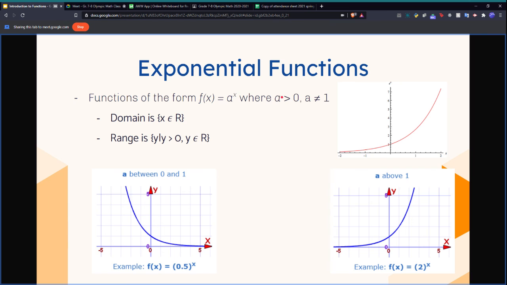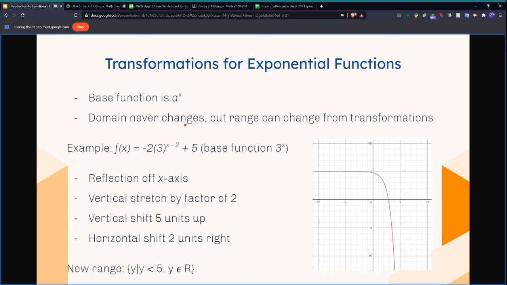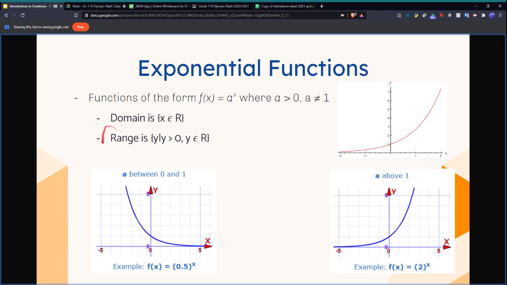There are some restrictions on a. A has to be greater than 0, but a cannot be equal to 1. If a is equal to 1, then the whole thing would just be a straight line where y is equal to 1, and that's not an exponential function. The domain for an exponential function is that x belongs to the set of real numbers. And the range is that y has to be greater than 0 and belongs to the set of real numbers.